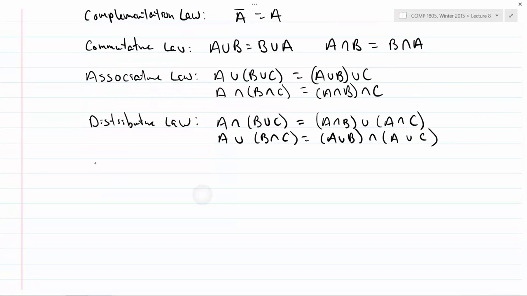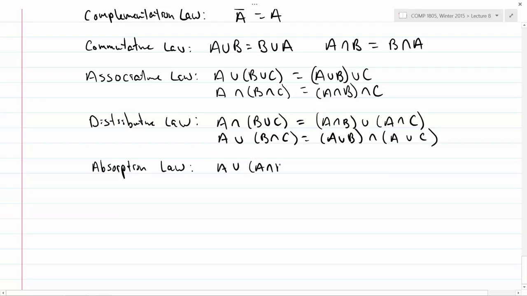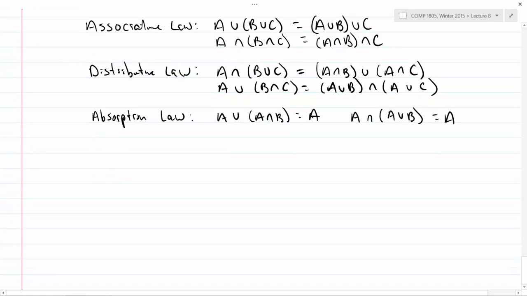Okay, we also have an absorption law. The absorption law says that A union A intersect B is just A, and A intersect A union B is just A. That one's maybe not as obvious. Does anyone see why that's probably going to be true? You believe that it's true? You don't believe that it's true? So why might you not think that it was true? I mean, we can check. Okay, so if you don't believe that it's true, let's check.